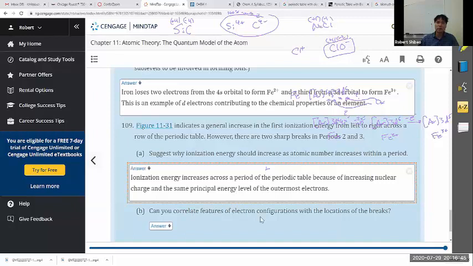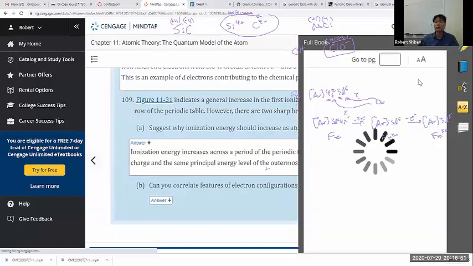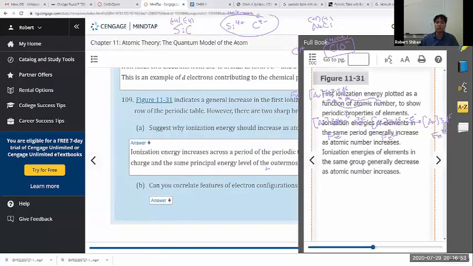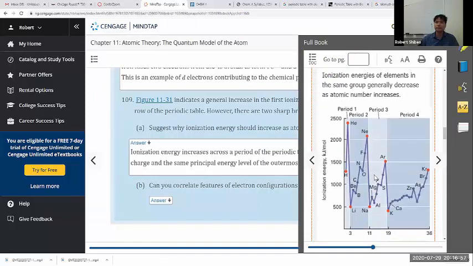Can you correlate the features of the configurations and locations of the breaks? We talked about the breaks already. I don't know if anybody remembers. Does anybody remember the breaks? I went through those rapidly. There are 2 breaks here.